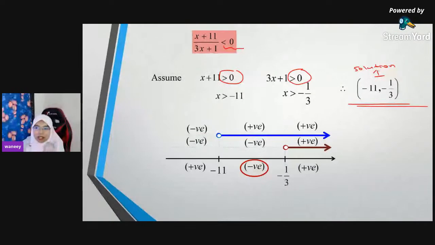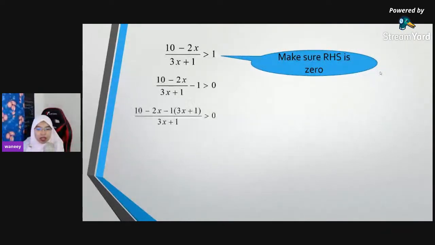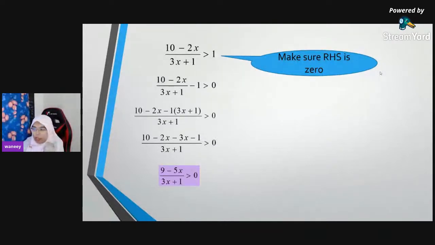Okay, so we got to do the same thing for the right hand side. So now let us move. Make sure that the right hand side is 0. So bring the 1 to the left, so we got negative 1. Have a common denominator, change everything into a single fraction. So we are going to get 9 minus 5x over 3x plus 1 greater than 0.